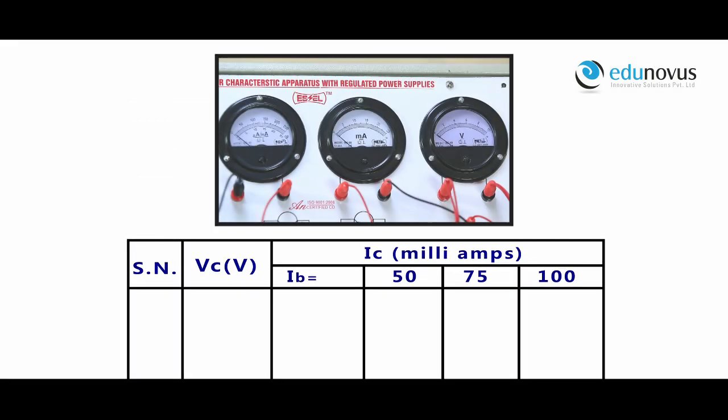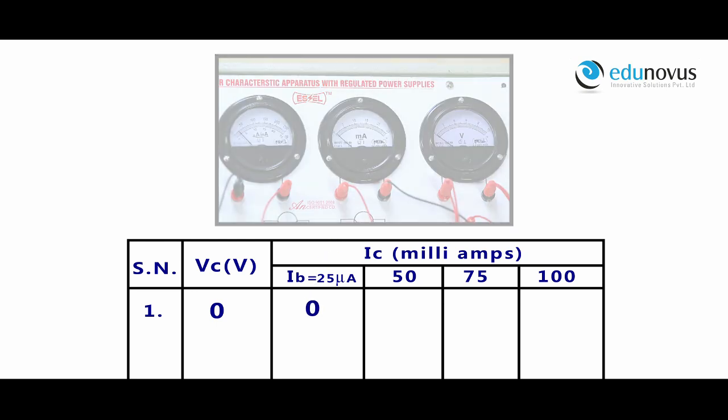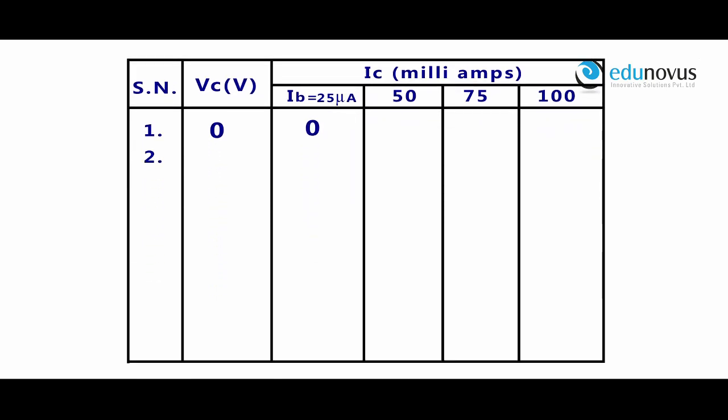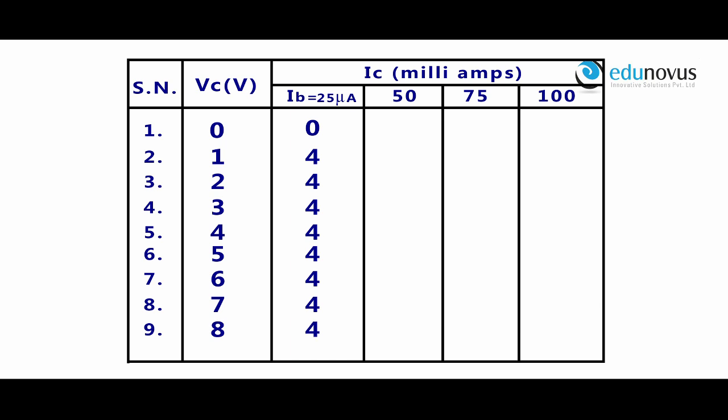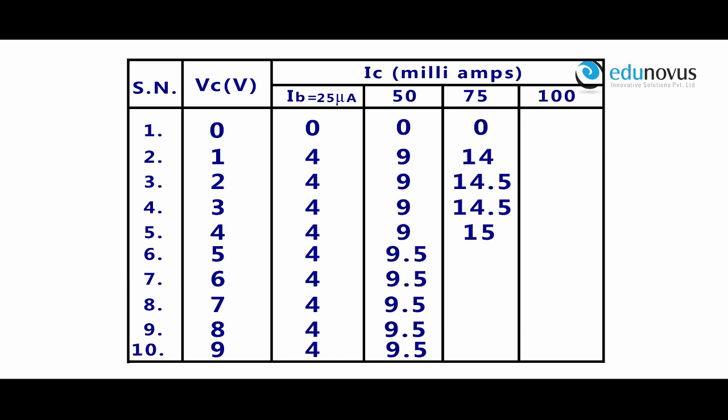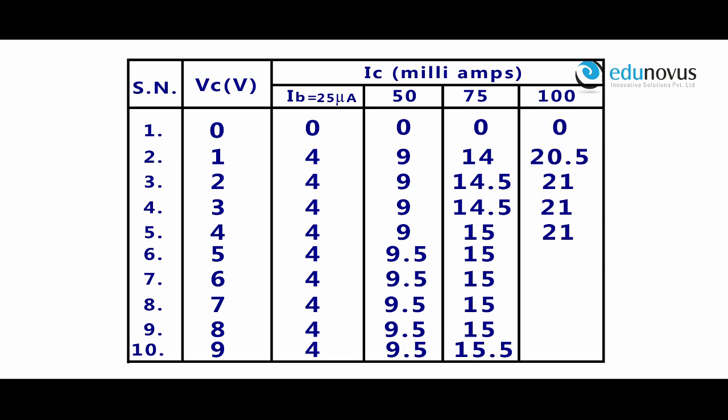Output characteristics. For output collector voltage VC equal to 0 and input base current IB equal to 25 microamperes, the output collector current IC is equal to 0 milliamperes. Now, keeping the base current constant, we note down the collector current by increasing the collector voltage. Similarly, for constant base currents of 50, 75 and 100 microamperes respectively, the values of collector current IC are as follows.